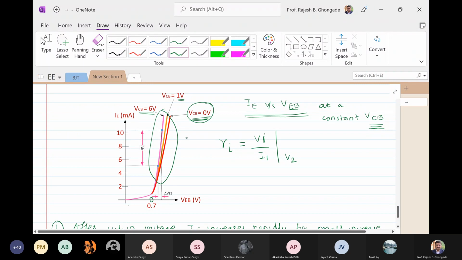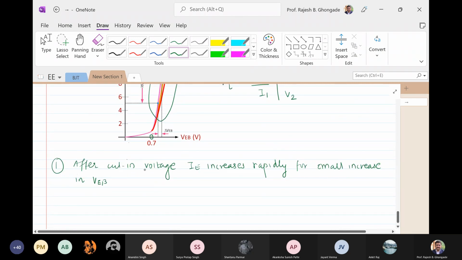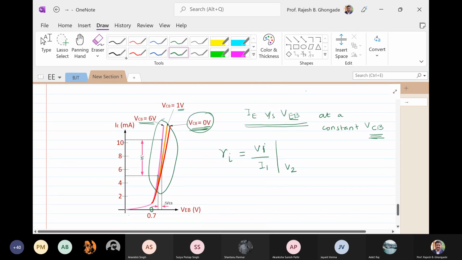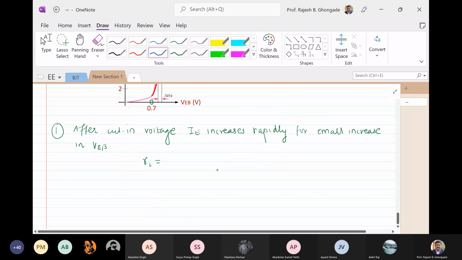ये कर्व्स क्यों चेंज हो रहा है ये बाद में बोलता हूँ. बस अंडरस्टैंड दिस. सो इफ आई वांट टू फाइंड आउट द इनपुट रेजिस्टेंस Ri, हाउ विल यू फाइंड आउट फ्रॉम दिस कर्व? ऑलरेडी मार्क किया है मैंने. कैसे फाइंड आउट करोगे? स्लोप. ये देखो, डेल्टा VEB, चेंज इन VEB एंड चेंज इन IE. So it will be delta VEB divided by delta IE. ये हो गया तुम्हारा इनपुट रेजिस्टेंस बट अंडर अ कांस्टेंट वैल्यू ऑफ VCB.